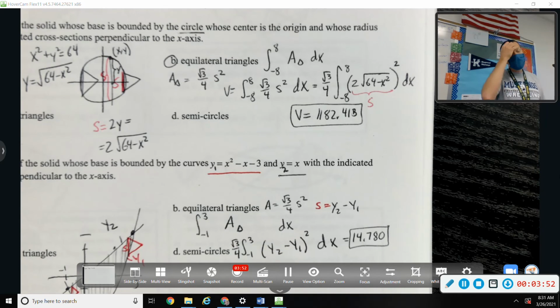So we're just adding up squares, adding up semicircles, adding up equilateral triangles. Today we're going to add up circles, but we're going to get there a slightly different way.